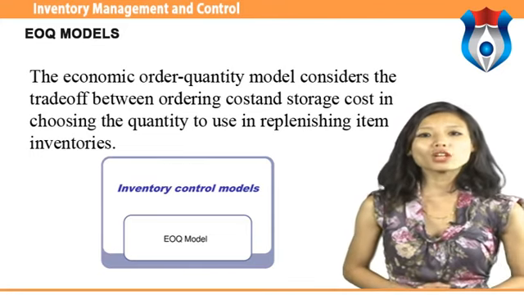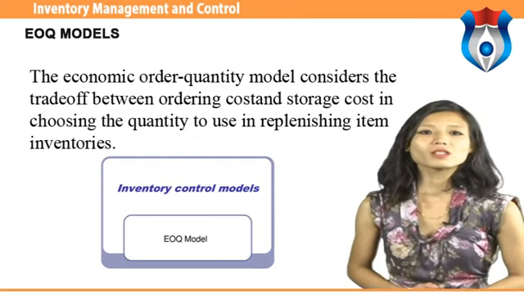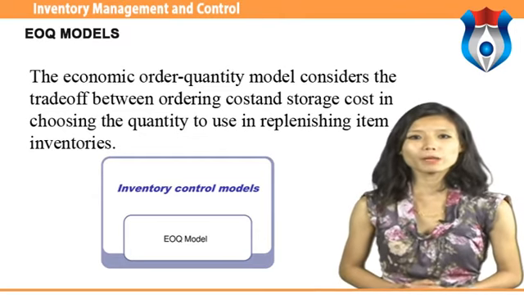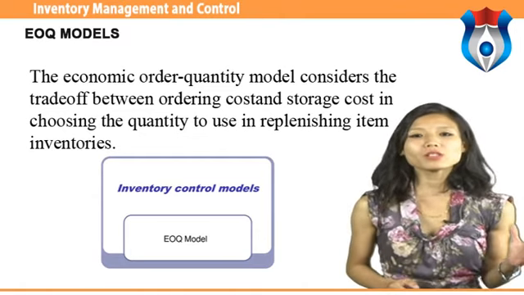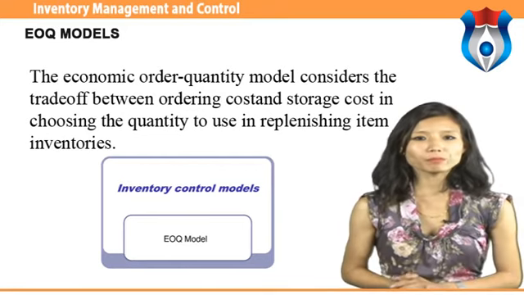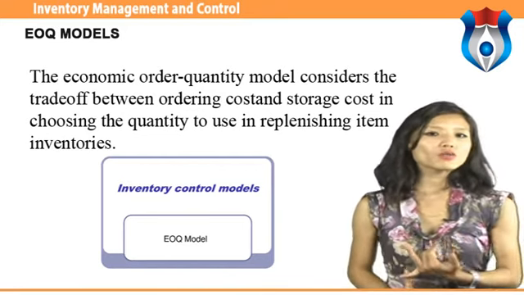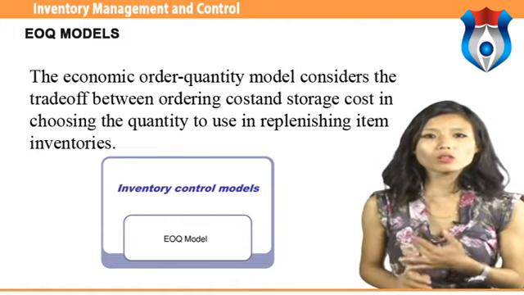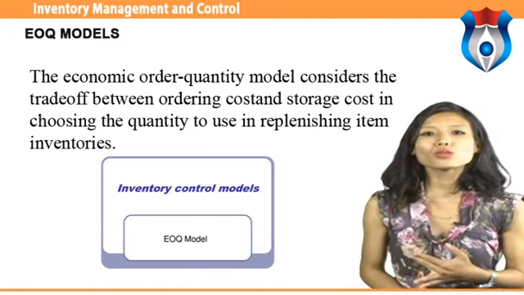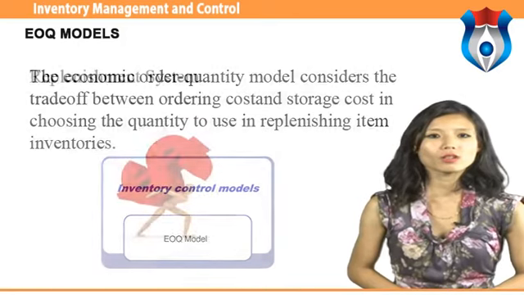The primary objective of a good inventory management system is to keep the inventory cost to the minimum. The three major elements of inventory costs are as below: ordering cost, storage cost or cost of carrying inventory, and stock out cost, or cost of lost sales due to inventory shortages.